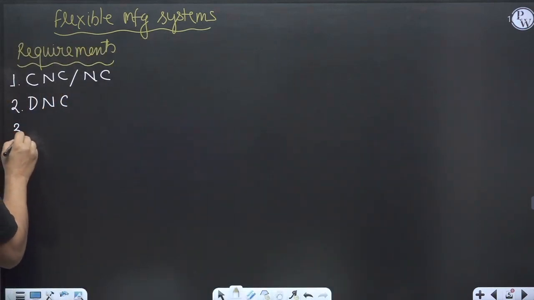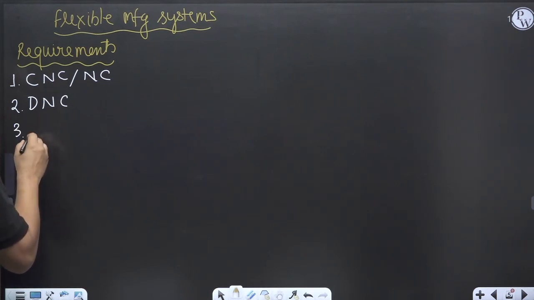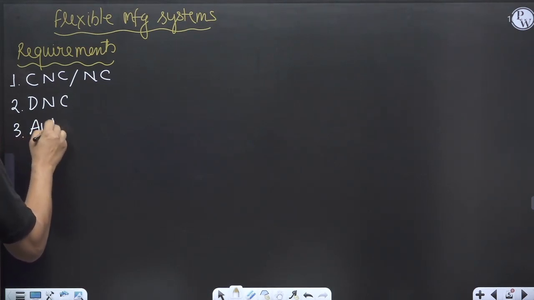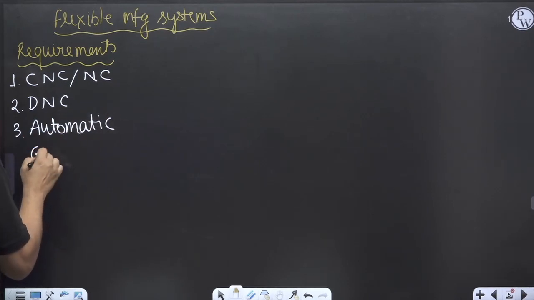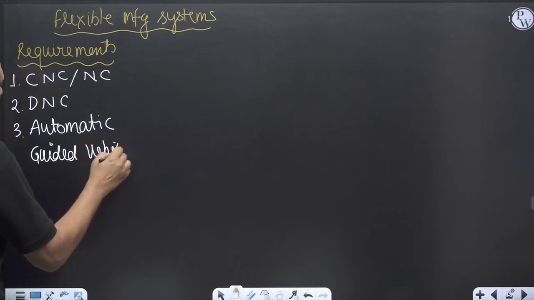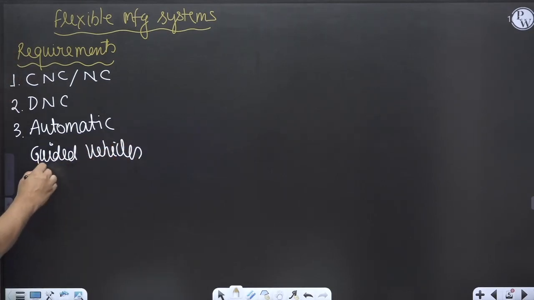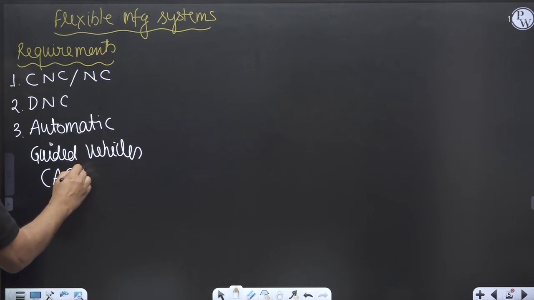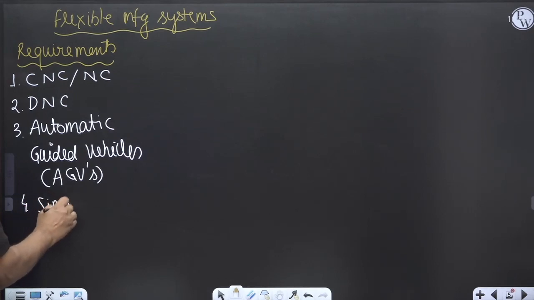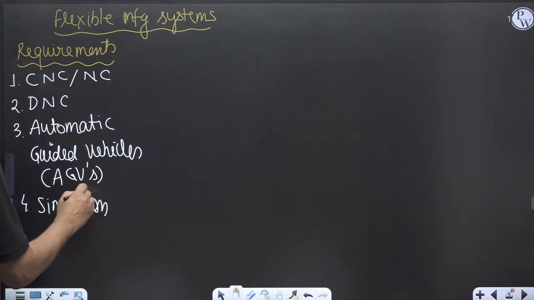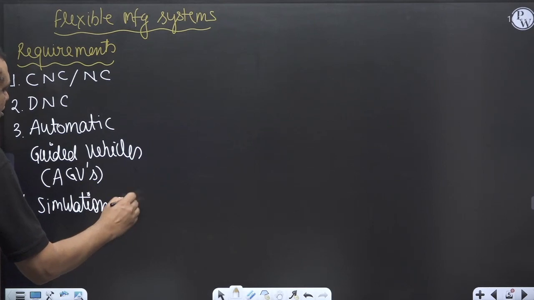The third requirement is material handling by automatic guided vehicles, which we popularly call AGVs. And finally, there has to be simulation support.